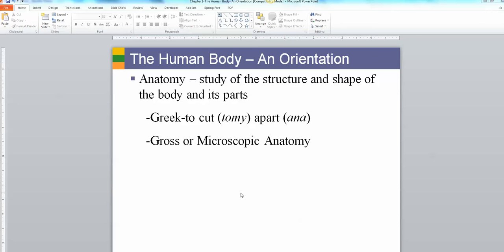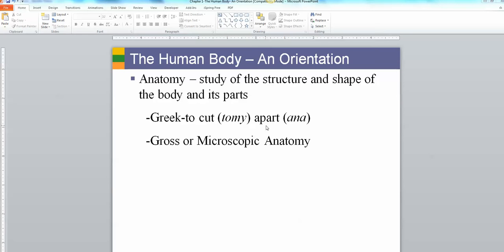So anatomy is the study of the structure and shape of the body and its parts, and it comes from Greek. Tomi means to cut. Ana means apart, so literally anatomy means to cut apart. And traditionally this is how anatomy was studied. Animals and occasionally cadavers were cut apart in the study of the structure of the body and its component parts.